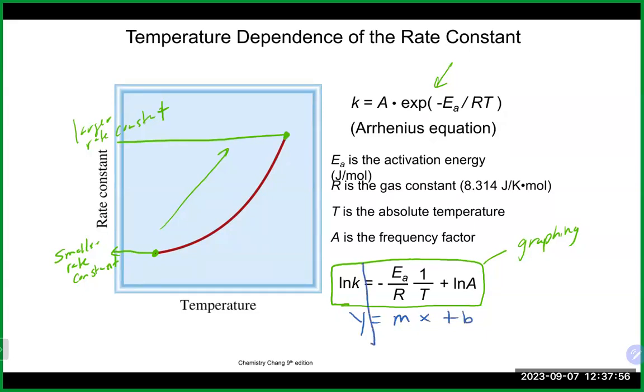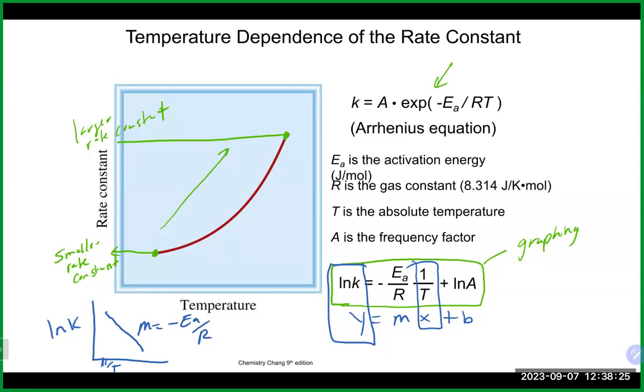When we make this plot, on the y we would graph the natural log of k. On the x, we would graph 1 over the temperature in Kelvin. This will yield a straight line, and it would be a negatively sloping straight line, where the slope, as you can see there, is equal to minus E_A over R.